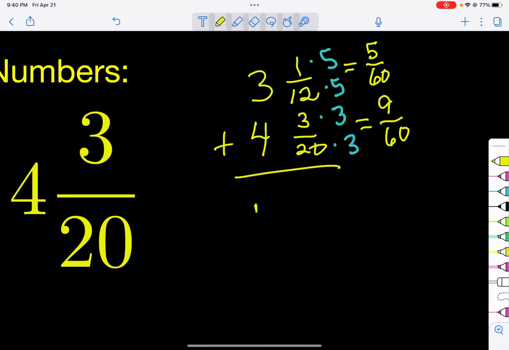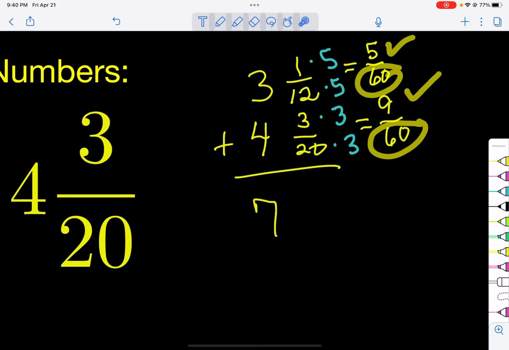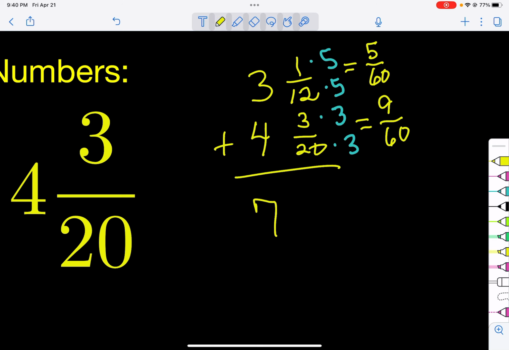3 plus 4 is 7. Now, remember to add fractions, we are going to keep the bottom, so our denominator of 60, and we're going to add up the tops. So 5 plus 9 is 14. So that's 14 over 60. Now, some things to check for. If this piece here is larger than the bottom, then we have a little bit of things we have to do. That's not the case here.